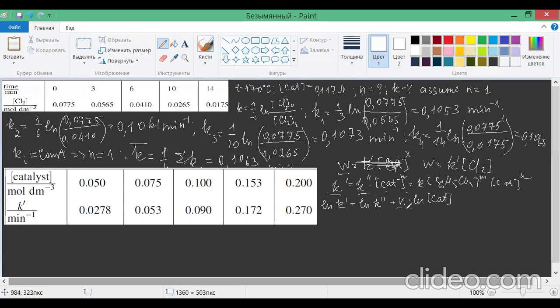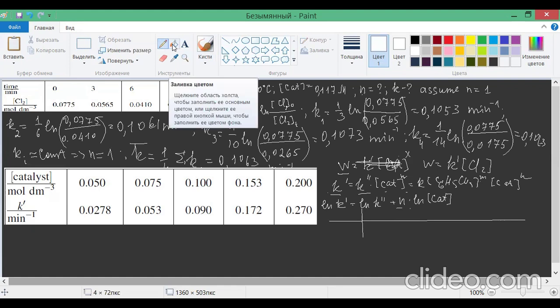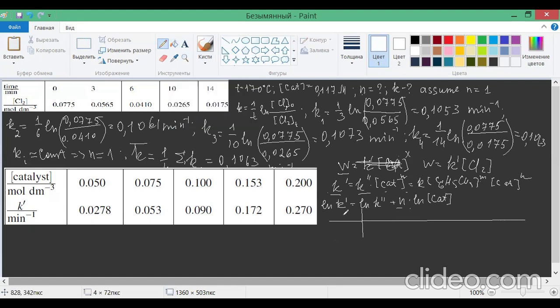Okay, now let's draw a simple chart. The natural logarithm of the concentration of the catalyst here, and the natural logarithm of k prime here. Now I need a calculator.